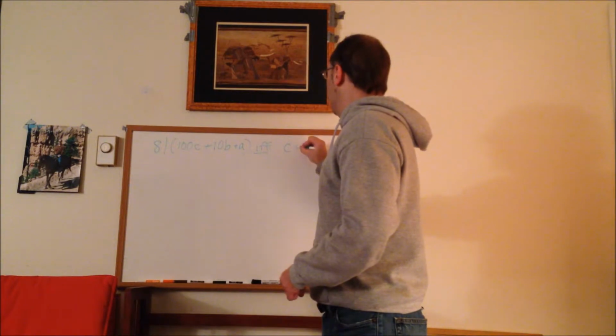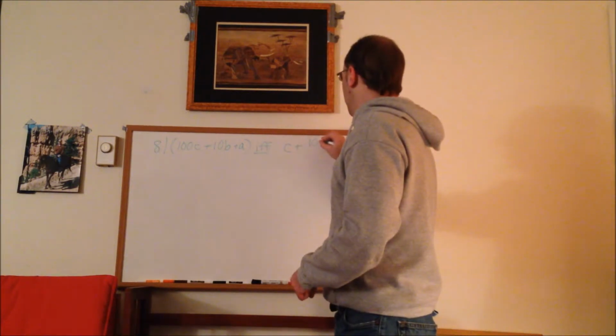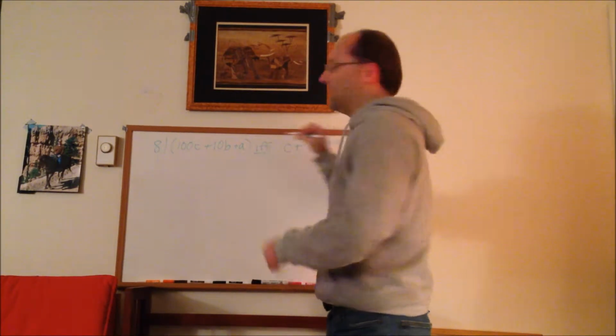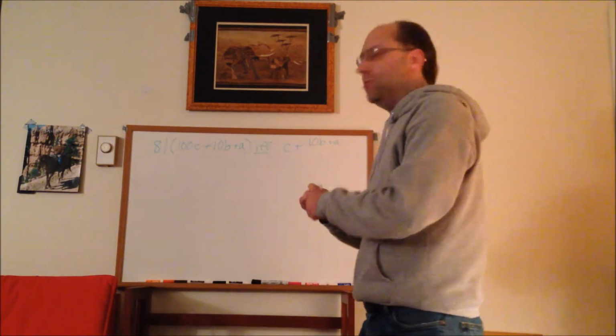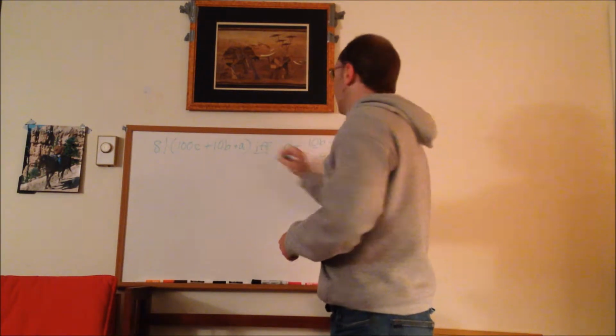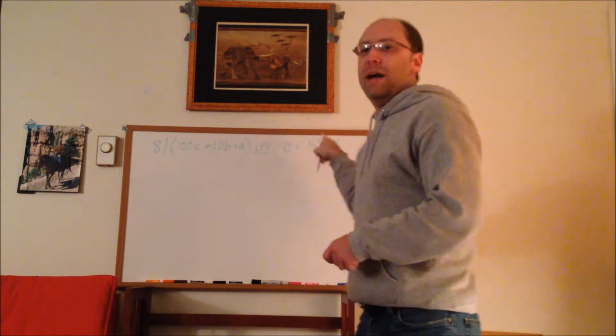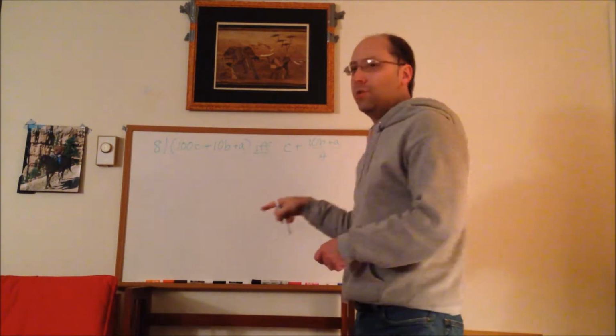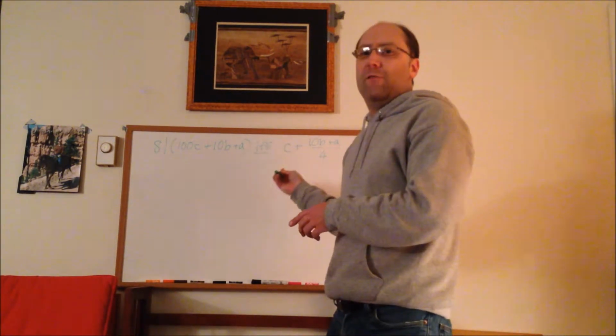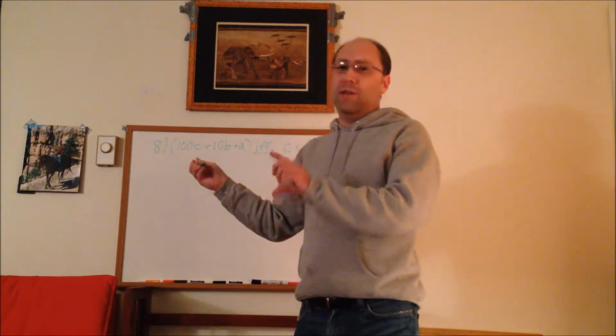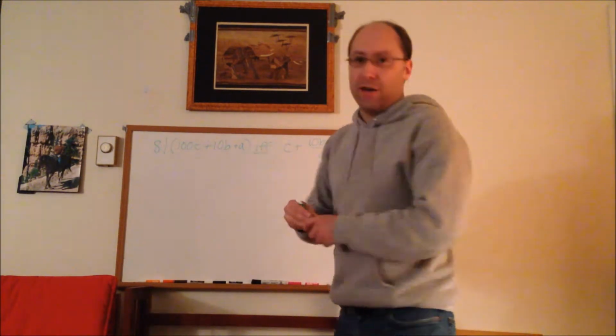here it is, C plus, and then what you do is you take 10B plus A, you extract those last 2 digits, because a 2-digit number divided by 4, if it's divisible by 8, it's automatically divisible by 4, and of course 2. So you know it's divisible by 4, so you know that quotient will be an integer, and you just simply add to the value of the hundreds digit.